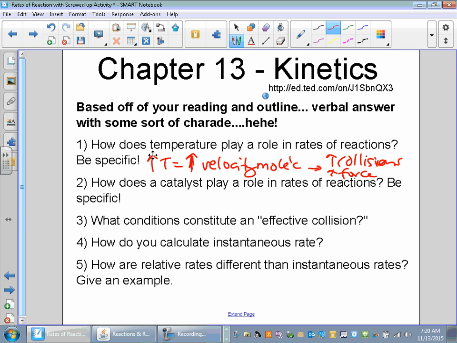Okay. Woo! Next group is my catalyst people. So you would have increased the rate of reaction because you collided more quickly, so more collisions happening as you increase the rate of reaction. Alright, so how does the catalyst play a role? Go ahead and act it out first and then we'll talk. So, how does the catalyst play a role in rates of reaction?